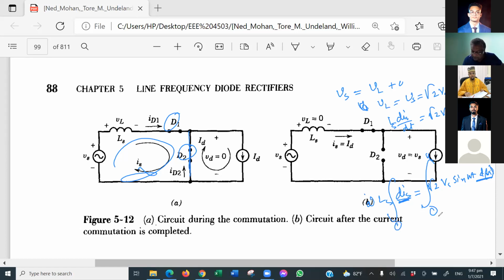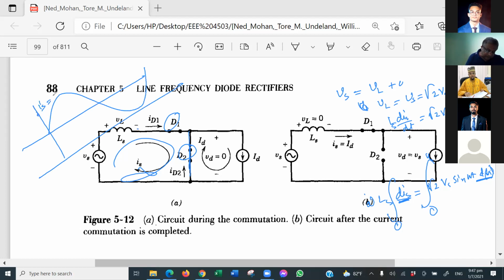What is the current at omega t equal to 0? IS current at omega t equal to 0, for the positive half cycle. IS equal to ID1. What is the current here? It will be built up like this, and then it will go like this. You got my point? And this is going like this. So what is the current at omega t equal to 0? Sir, it's 0.